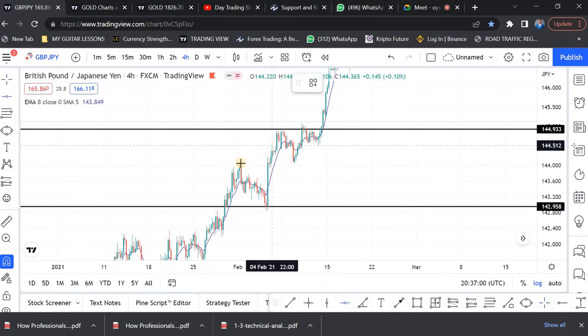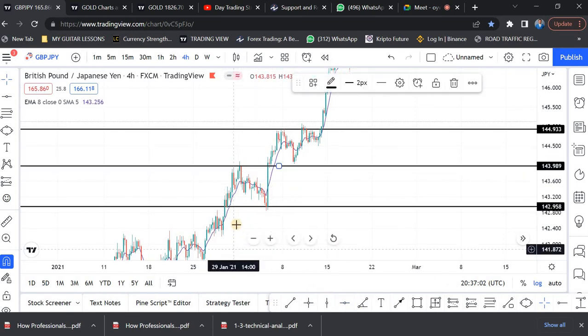Let me draw a resistance here. You could see that when price went up to this point, it reversed downwards. Price went to this point and reversed downwards. Now this is acting as a resistance. Once price breaks the resistance, it forms a new high.